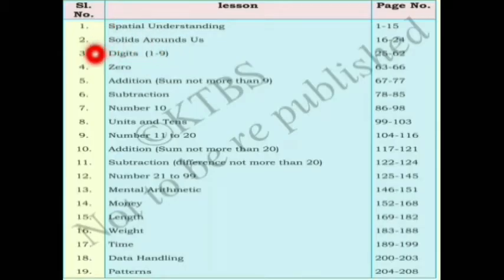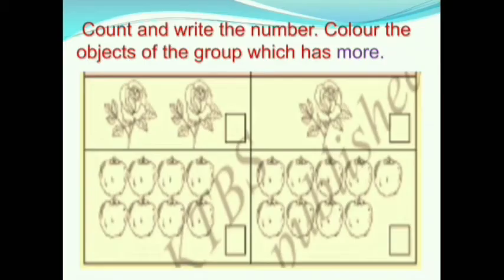Children, in the previous class, we learnt about digits from 1 to 9. In this class, we will solve some exercises related to it. First, we will learn about more. As you can see, we have two groups of roses and apples.